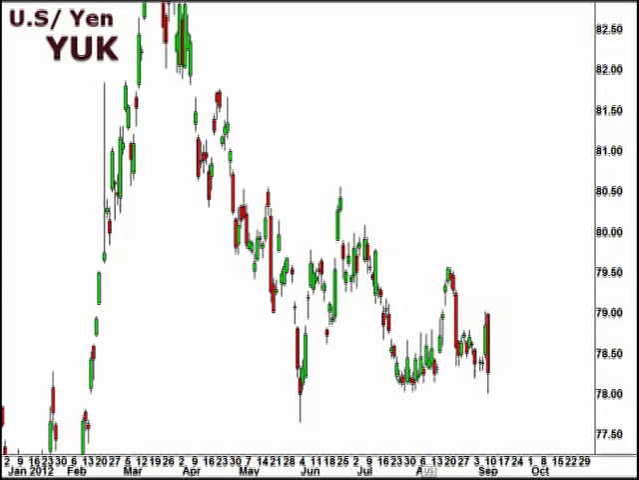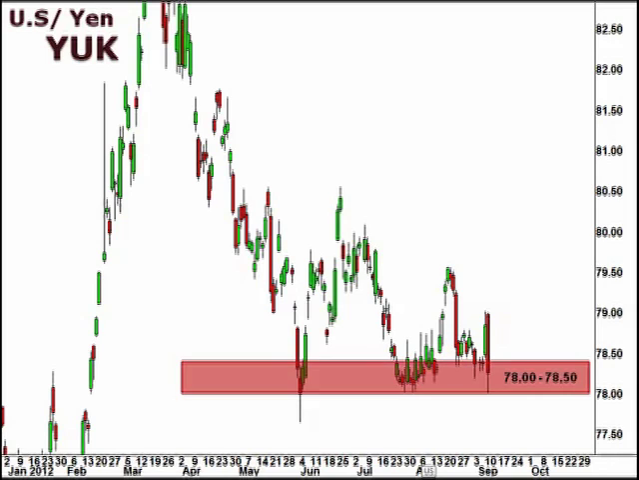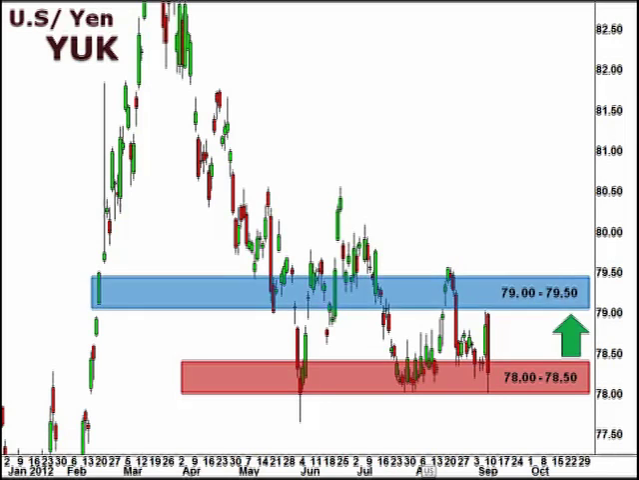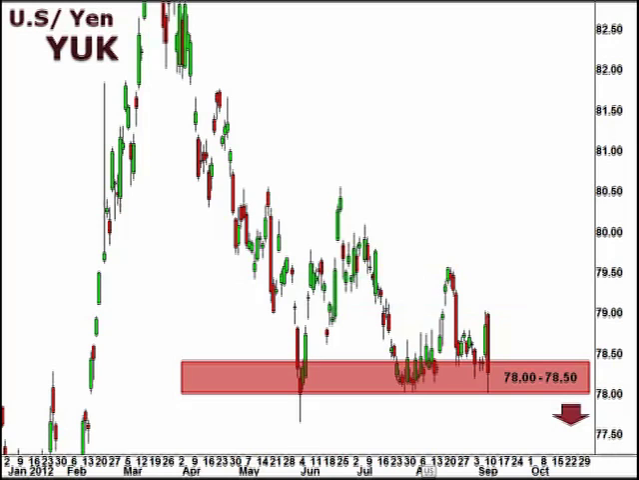Next up, the US dollar versus the Japanese yen is seen here in the YUK. Well, the YUK is back down testing 78 for support. We are open to a bounce higher with 79.5 acting as resistance. A break below 78 opens the window for a continuation to the downside.